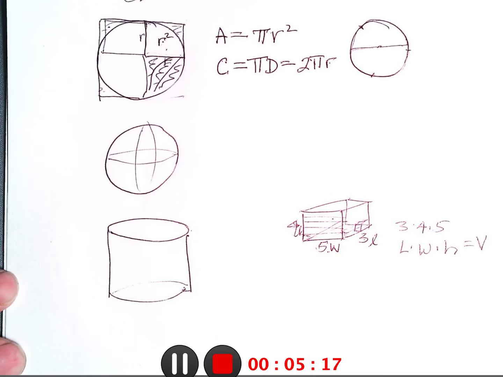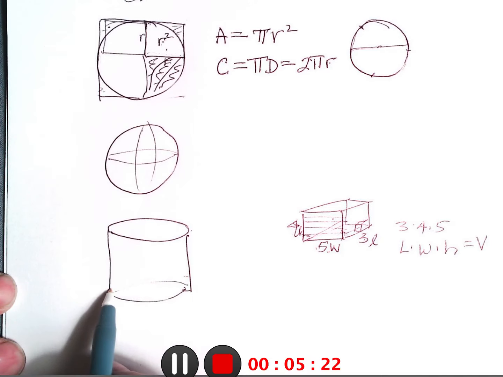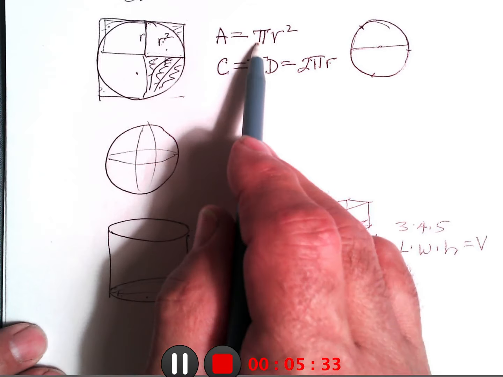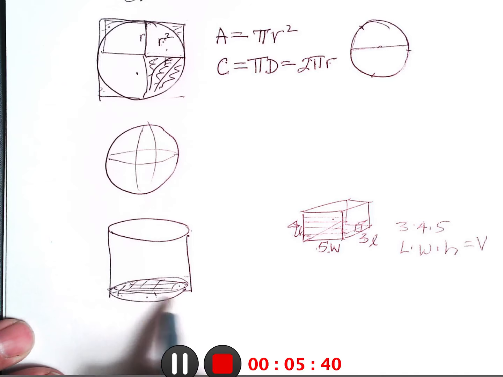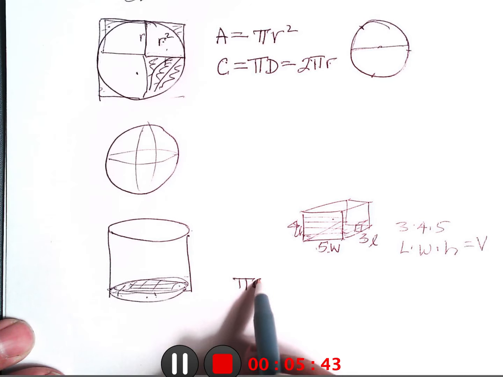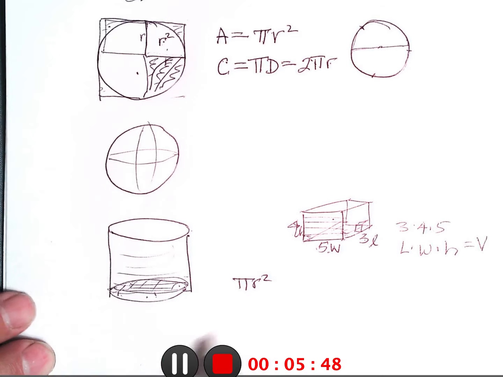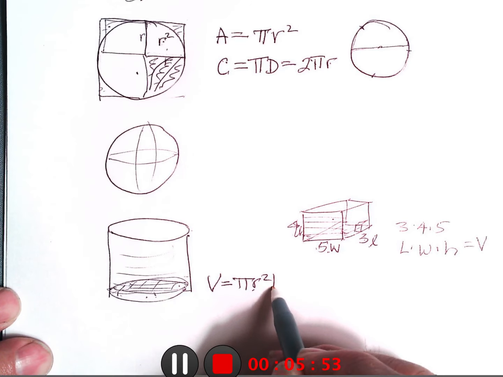Well, the same principle holds for doing a cylinder. A cylinder, you count how many cubes will fit on the bottom, and that depends on the area. And the area is a circle, pi r squared. So the number of cubes that fit in here on the bottom is equal to pi r squared. And then you have that many going all the way up, so the volume of a cylinder is pi r squared times how many layers high it is.